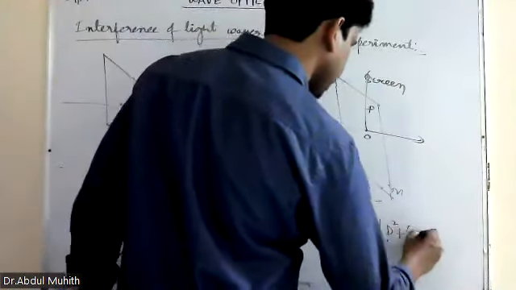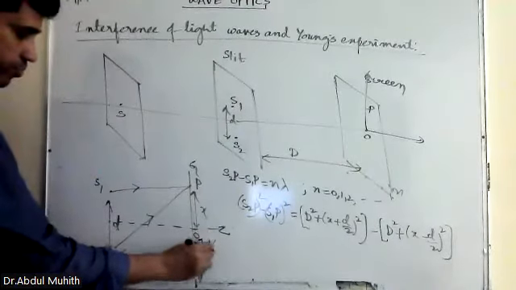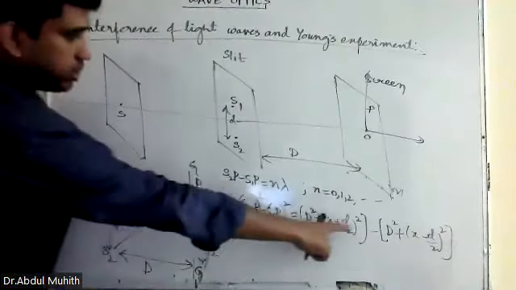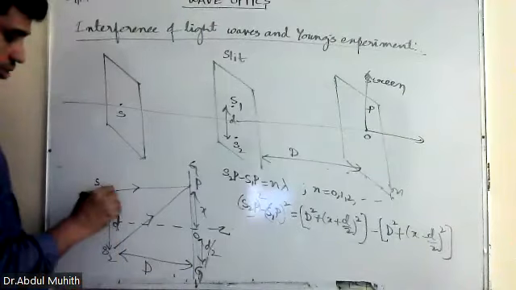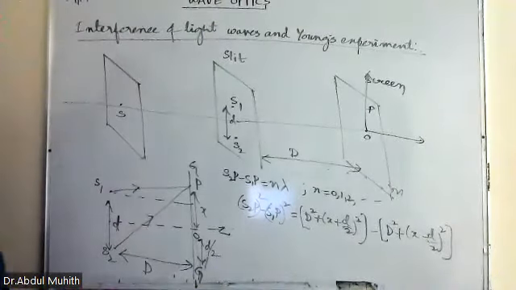Why? See here, this whole distance is capital D. We are using the Pythagoras theorem. This is X and this is X, and this one is half of d, so d by 2. That is why we wrote X plus d by 2 whole square. Applying Pythagoras theorem, D square plus (X plus d by 2) whole square. Similarly, for the next triangle, X minus d by 2. Is that clear? When you solve it, it becomes 2xd.